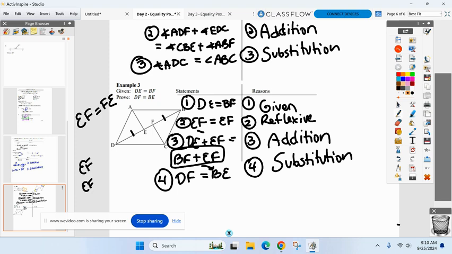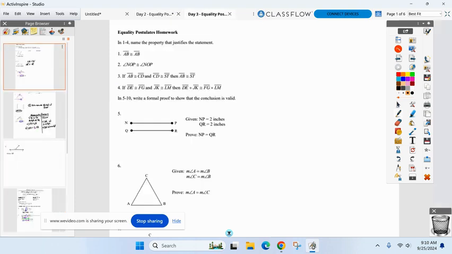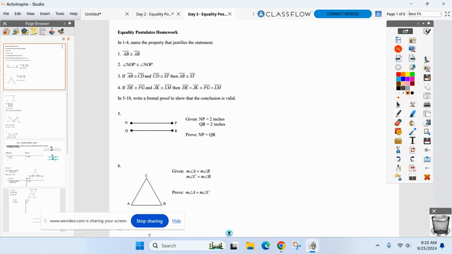Okay, anybody else? So just so you guys can get off to the right foot on the homework, on 1 through 4, I just want you to use reflexive, substitution or addition. What am I using? That's all it is on number 1 through 4. Now, when you start on number 5, notice it says write a formal proof. Starting with number 5, that's when you start doing statements, reasons, your givens first, everything. Not all of them have addition. They might be 2 steps. They might be 3. They might be 4. It's not always addition. Good?